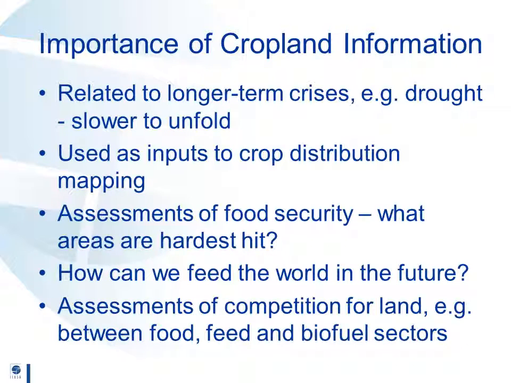In terms of food security, we need this information to tell us what areas are hardest hit and what crops and populations are affected when there are droughts. We will also use this type of information for longer-term food security assessments. For example, how can we feed 9 billion people in the future? And how can we model competition for land in the future when there are increasing pressures from the food, feed, and biofuel sectors? Accurate cropland information is essential for this.